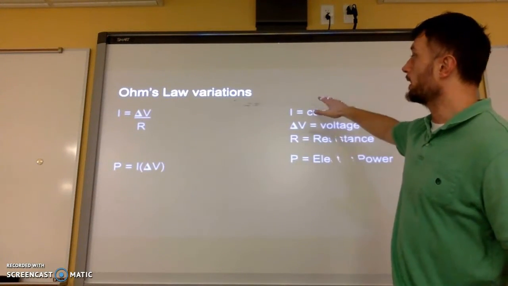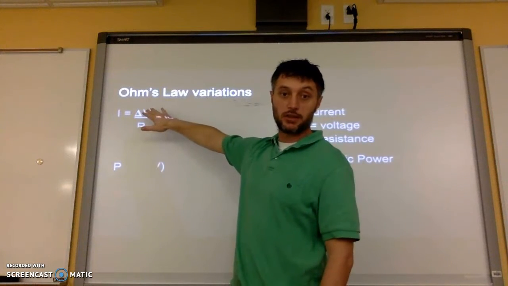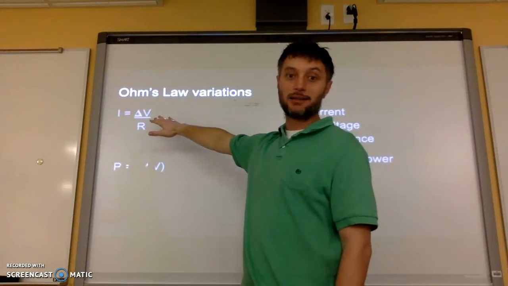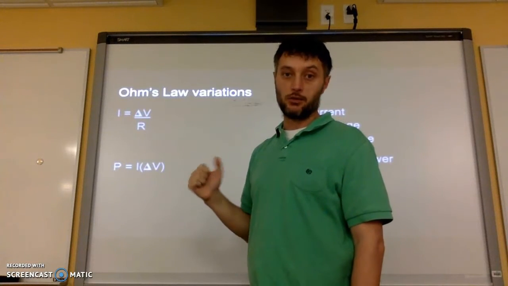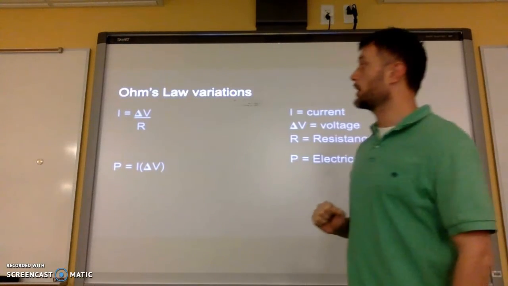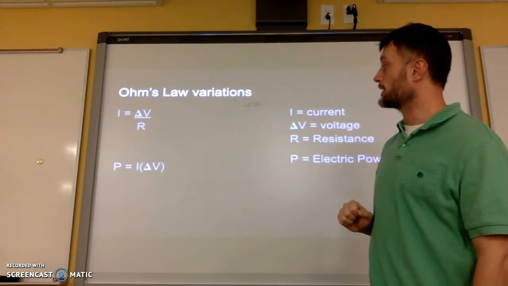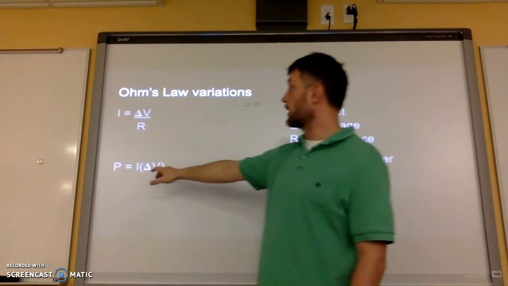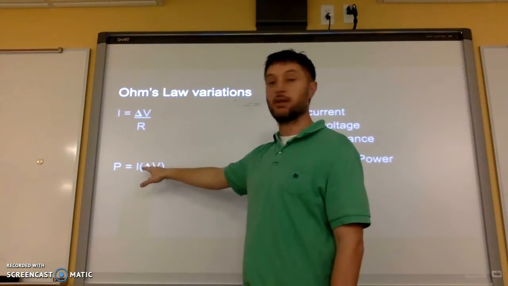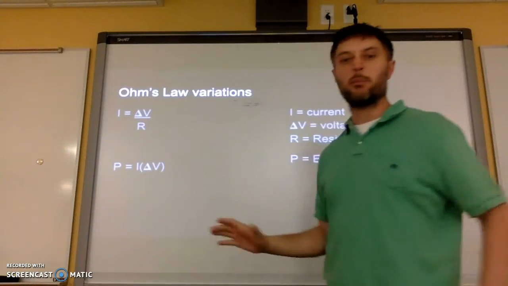So we've got current equals delta V, which is change in voltage. Several of you asked what voltage was last time. If you don't know at this point, you've got to get in your book. So current is change in voltage over resistance. And if we need electrical power, now we're talking about current times a change in voltage. So just some basic equations.